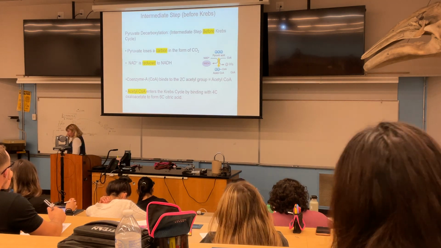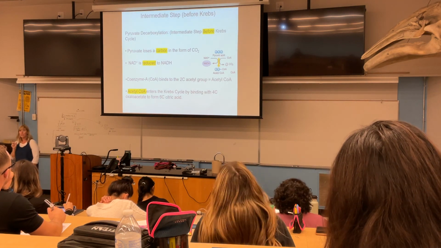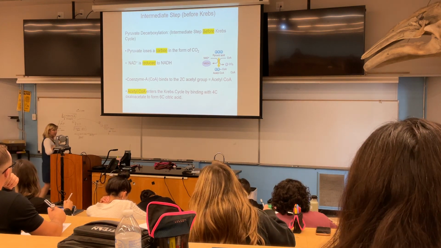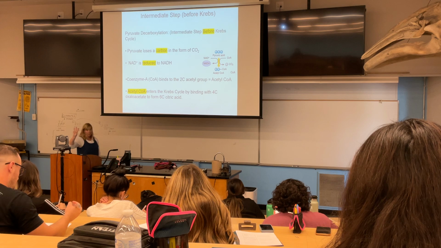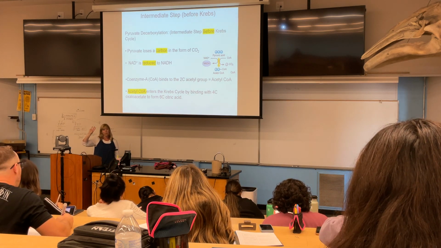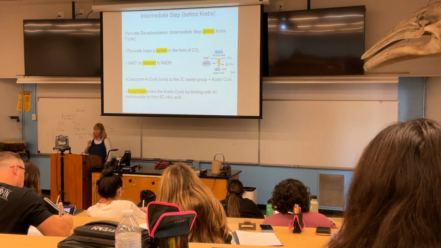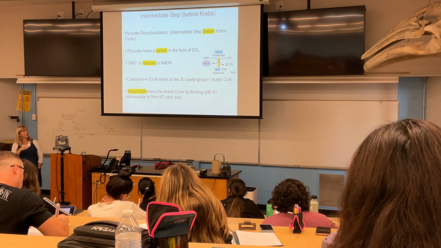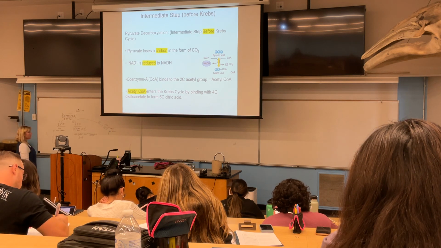So here's our intermediate step that's going to occur to our pyruvic acids. We have this 3-carbon molecule, which is pyruvic acid or pyruvate, they're the same. It's going to lose one of its carbons, and when we lose a carbon, it always leaves a CO2. So it's going to break off and leave a CO2.